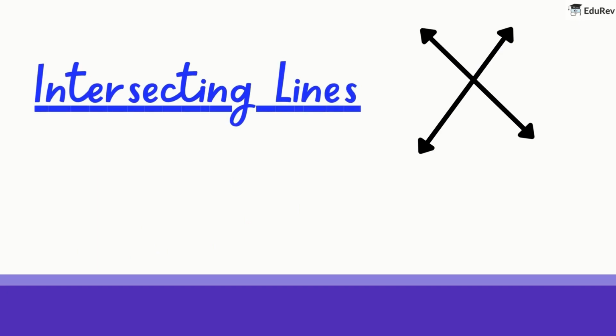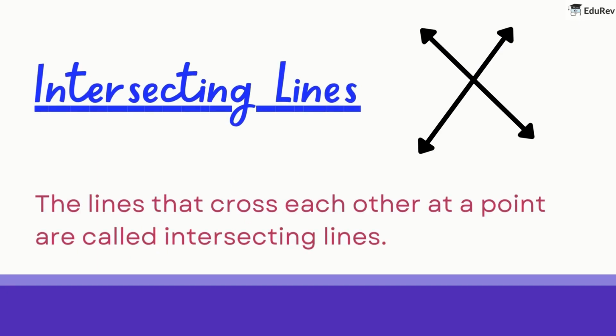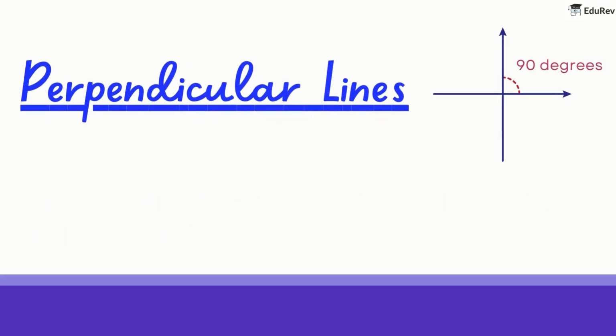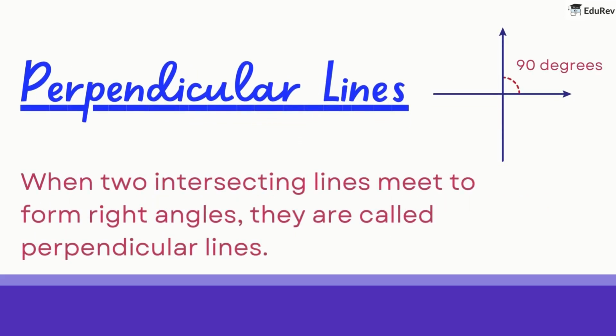Intersecting lines. The lines that cross each other at a point are called intersecting lines. Perpendicular lines. When two intersecting lines meet to form right angles, they are called perpendicular lines.